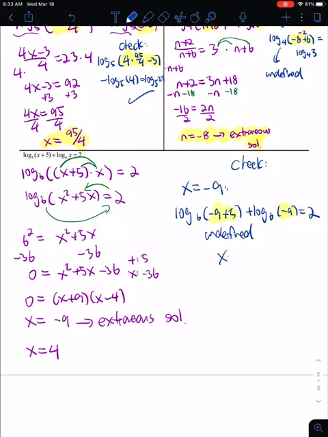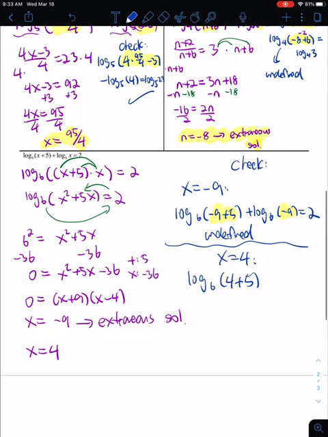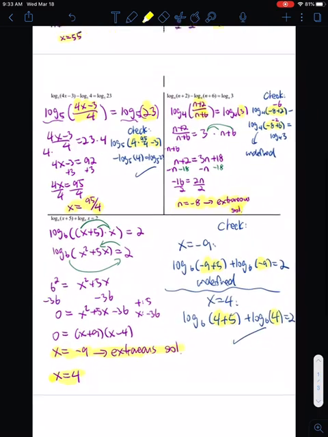And then we should check the other one as well, x equals 4, to see if that works. So if we plug it in, log base 6 of 4 plus 5, that looks good, plus log base 6 of 4, that looks good, equals 2. In this case, we get a positive number, we get a 9 here, we get a 4 here, so those are okay. So this is going to end up checking out. So x equals 4 is the solution, but x equals negative 9 is extraneous.